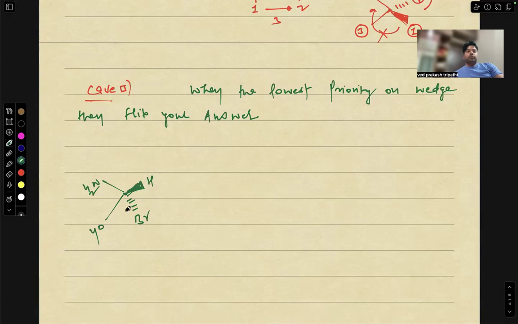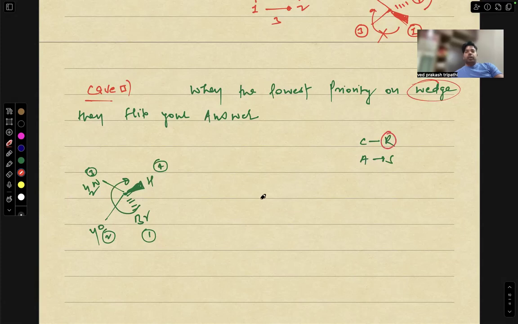So in this case, bromine would be 1, oxygen 2, nitrogen 3, hydrogen 4. Move 1 to 2. Going clockwise, we know that clockwise is generally R and anti-clockwise is S. But whenever the lowest is on the wedge, and you can see here my lowest is on the wedge, flip your answer. So if you flip your answer, it would be S. Clear?